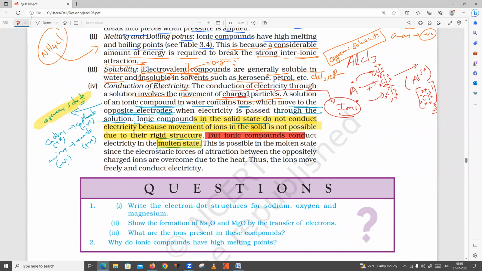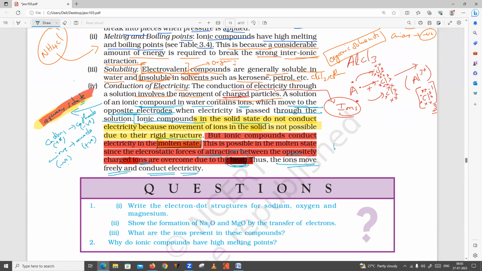Very important. Ionic compounds conduct electricity in molten state or aqueous state, because in the molten or aqueous state, the electrostatic force of attraction between the oppositely charged ions is overcome due to the what? This is a very important word. Heat. Heat how? By passing electricity, heat is generated. They will ask you one more question here: who is helping to overcome the force of attraction between the oppositely charged ions? Heat. Then the ions move freely and they will conduct electricity.